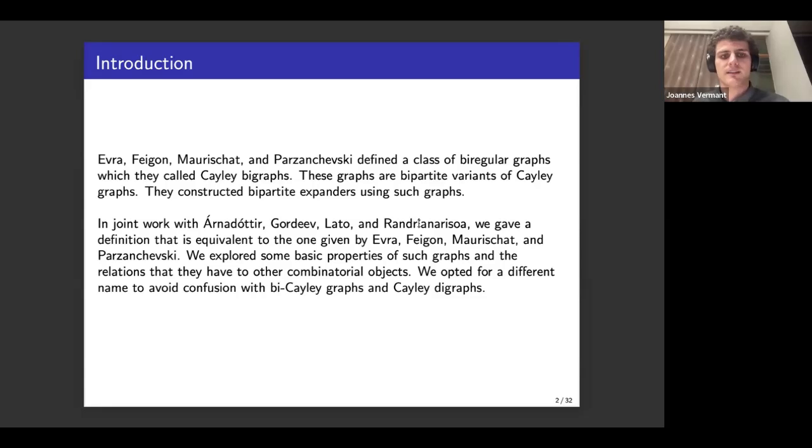other combinatorial objects. We did opt for a different name to avoid confusion on the one hand with bi-Cayley graphs and also with Cayley digraphs. And today I will talk about the definition, of course, and then two classes of examples which are related to these Cayley incidence graphs. And then I will also talk about automorphisms of Cayley incidence graphs. So let's get into the definitions.